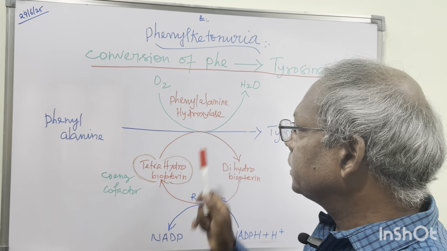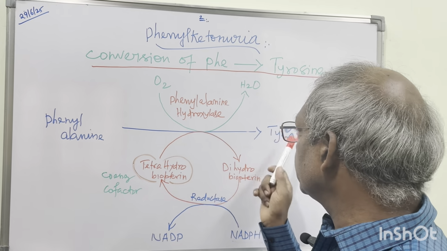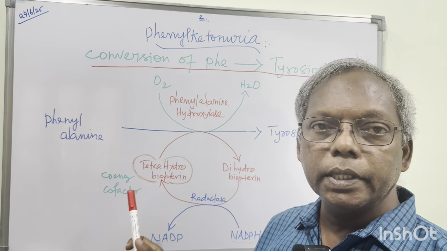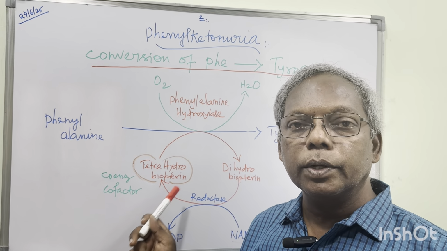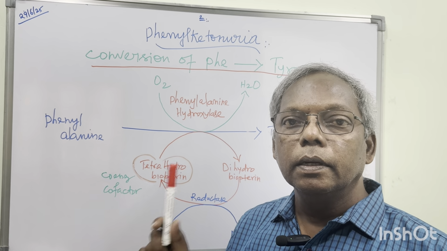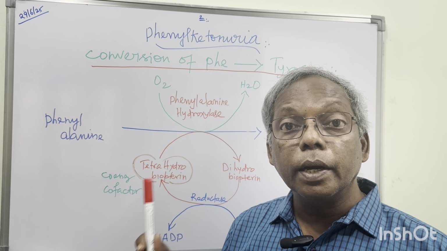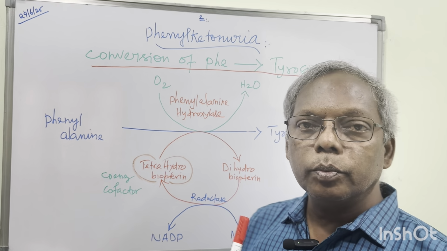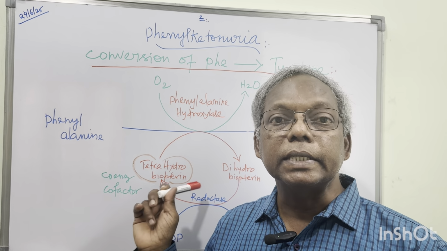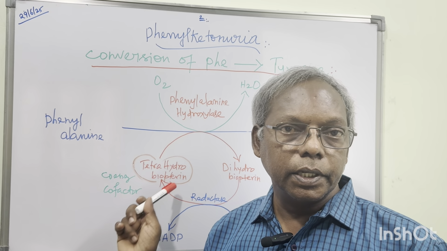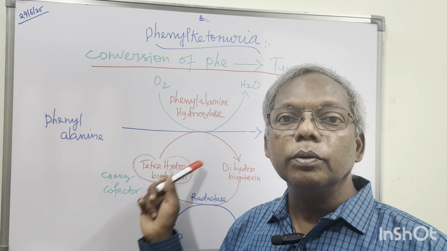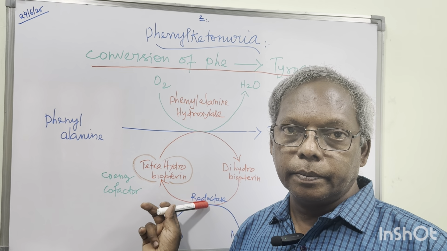Second part is, for this conversion of phenylalanine to tyrosine, we require one cofactor or coenzyme called tetrahydrobiopterin, which will be converted into dihydrobiopterin. This is the second reaction for phenylketonuria, that is, conversion of tetrahydrobiopterin into dihydrobiopterin.